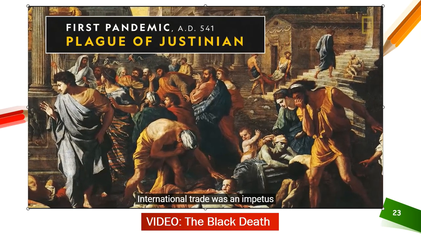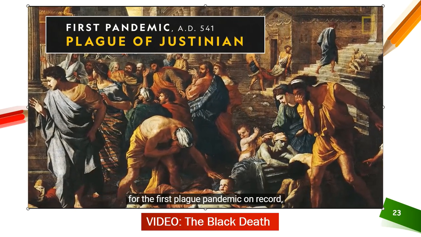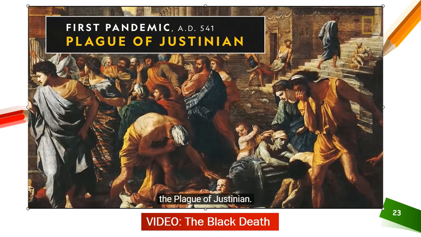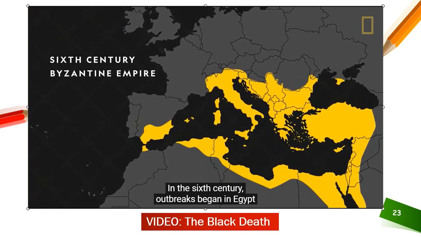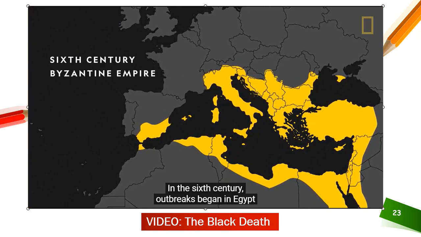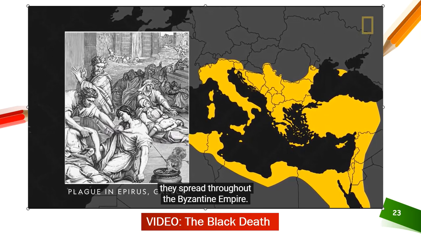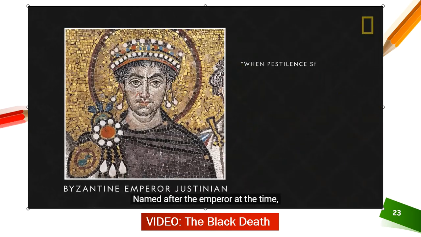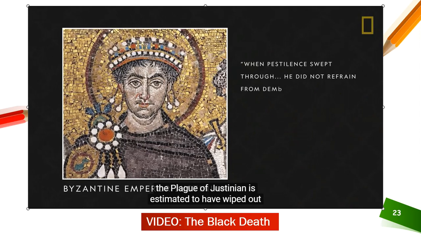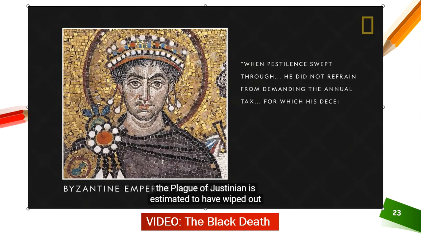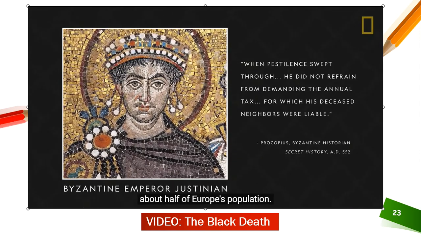International trade was an impetus for the first plague pandemic on record, the Plague of Justinian. In the 6th century, outbreaks began in Egypt, and thanks to land and sea trade routes, they spread throughout the Byzantine Empire. Named after the emperor at the time, the Plague of Justinian is estimated to have wiped out about half of Europe's population.